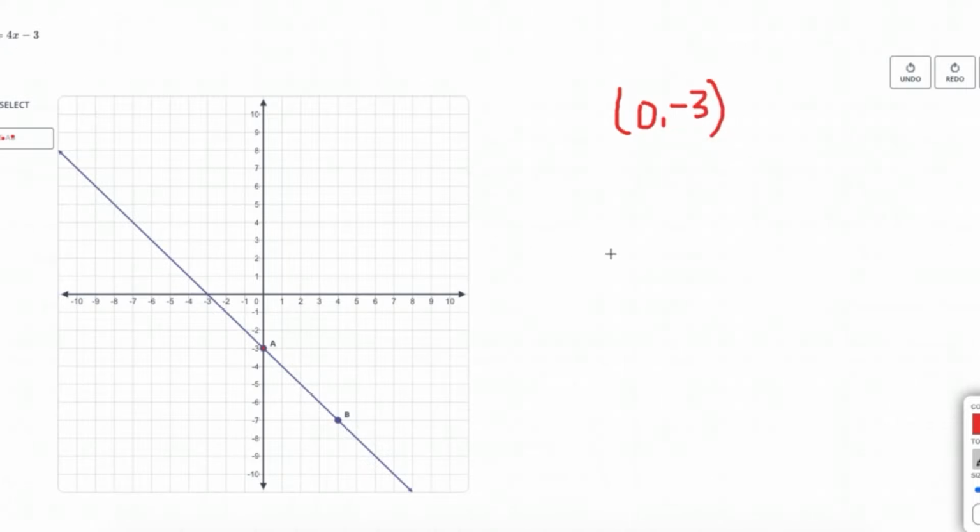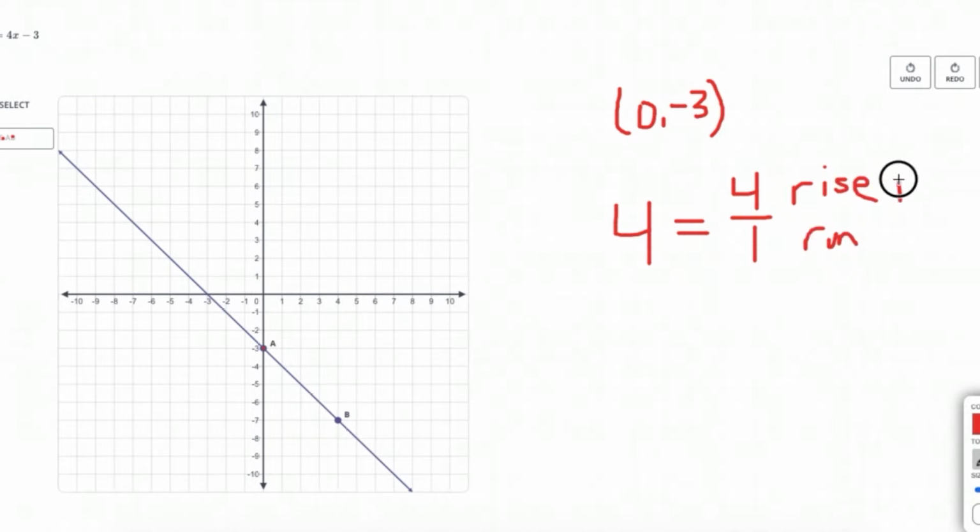Now next, I'm trying to figure out my rise and run. My slope is 4, but I need to change this into a fraction so I can have a rise and a run. So 4 over 1, right? That's my fraction because 4 is the same as 4 divided by 1. So now I have a fraction. That means I'm going to rise 4 and run 1, so I'm going to go up 4 and to the right 1.